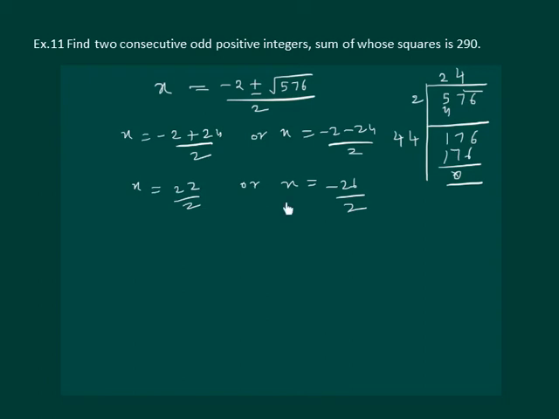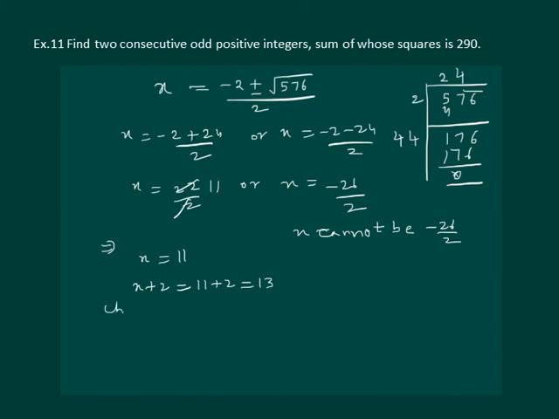But x is supposed to be a positive odd integer, so x cannot be equal to minus 26 by 2, implying that x equal to 11, and therefore the other consecutive odd integer will be x plus 2, that is 11 plus 2 equal to 13.